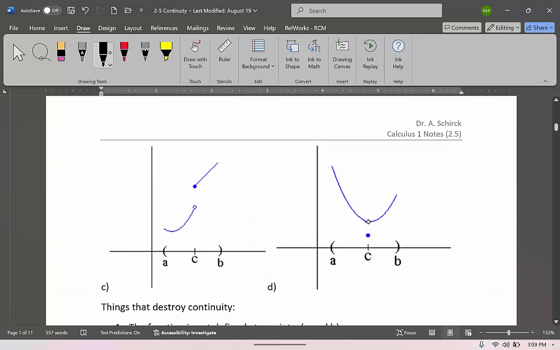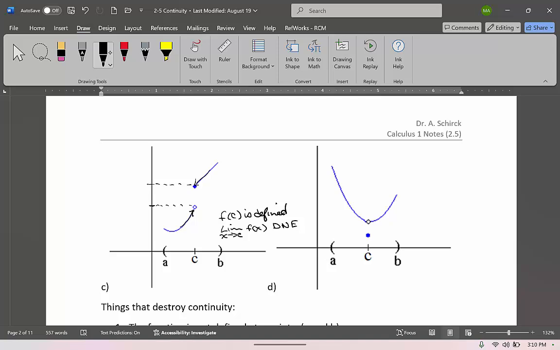All right, so here's another example. Now here, f of C is defined. However, we can see that there's a discontinuity, and in terms of limits, we can see if I approach from the left, I'm approaching this value here. But if I approach from the right, I'm approaching this value here. Okay, so actually the limit as x approaches C of this function does not exist. Okay, so even though the function is defined at C, the limit doesn't exist, and so we have a break in the function.